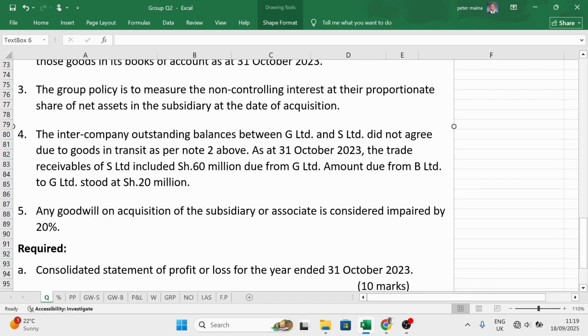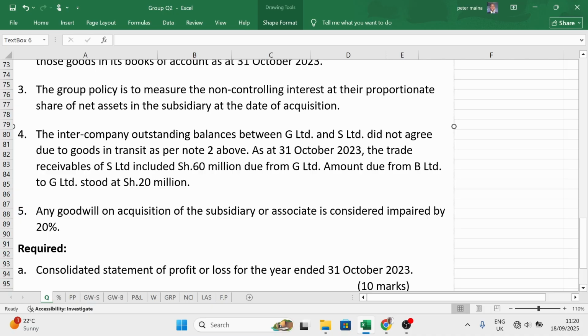Then number 4, the intercompany outstanding balances between G Limited and S Limited did not agree due to goods in transit as per note 2 above. As at 1st October 2023, the trade receivables of S Limited included 60 million due from G Limited. Amount due from B Limited to G Limited stood at 20 million shillings. So this note number 4 deals with intercompany debts.